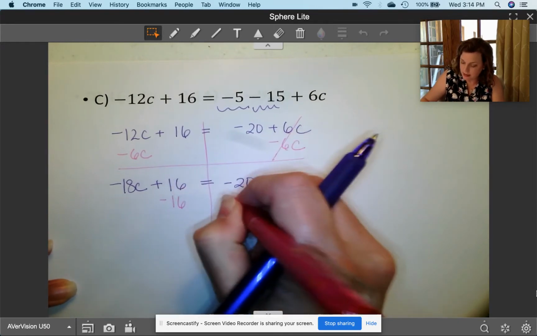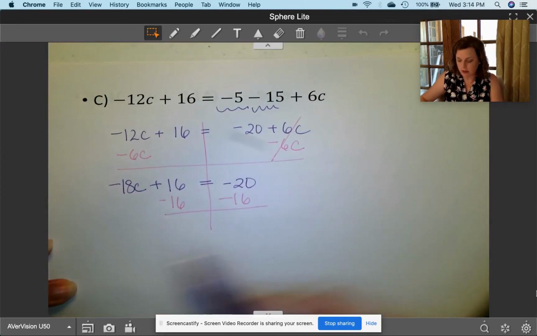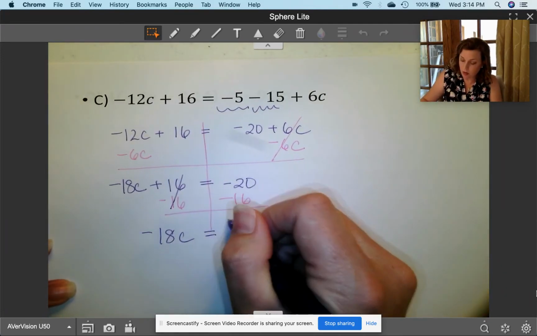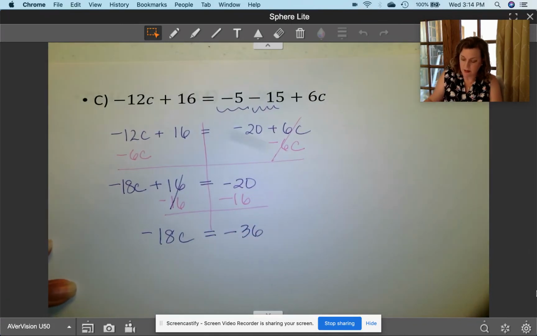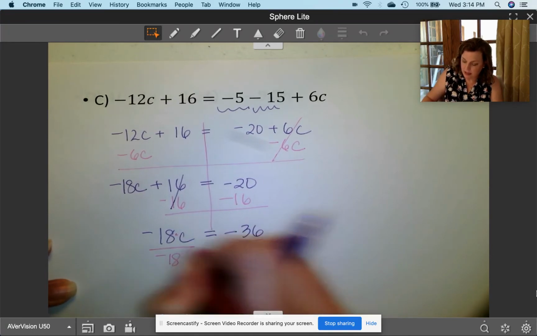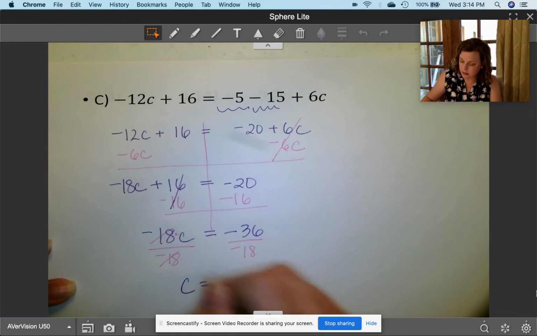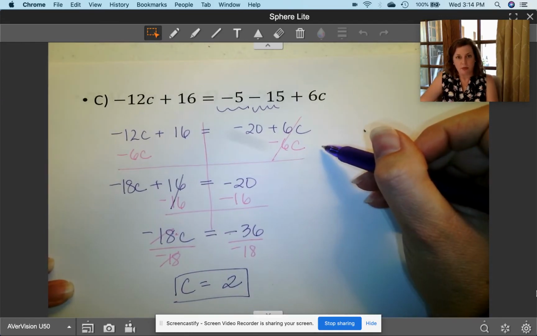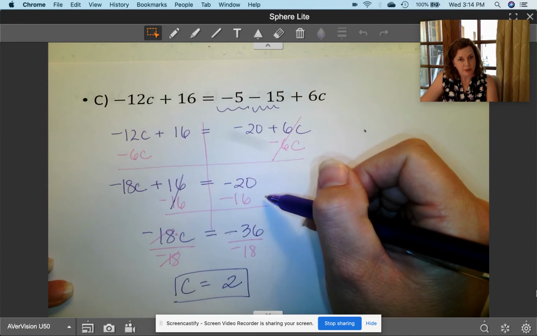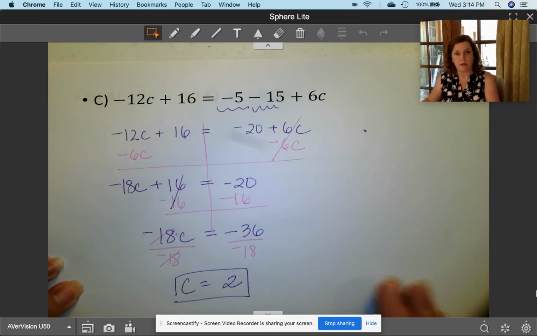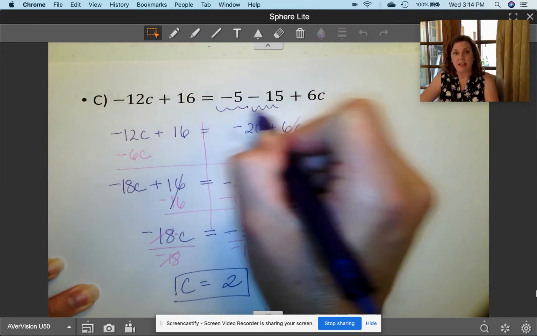All right, I'm going to go ahead and take this 16 integer to combine with the other integers. I'm going to subtract 16 from both sides. Again, if I do it to one side, I have to do it to the other. We're left with negative 18C equals a whole lot of negatives here, 36 negatives. And then C by itself, I'm going to divide by negative 18. And I get C is equal to positive 2. Negative divided by negative is a positive result. So we subtracted 6C from both sides. We subtracted 16 from both sides. And then we divided by negative 18 on both sides. And the first thing we did was combine like terms or simplify.